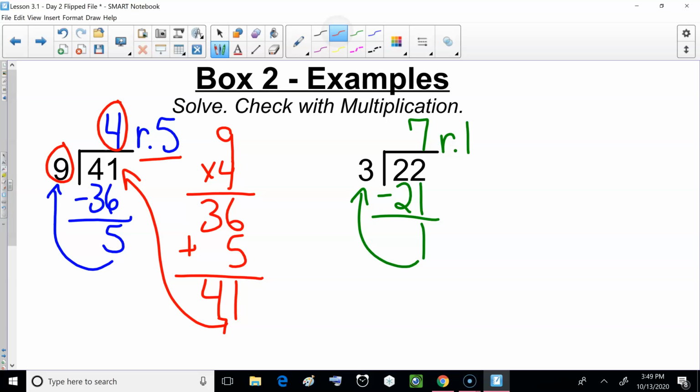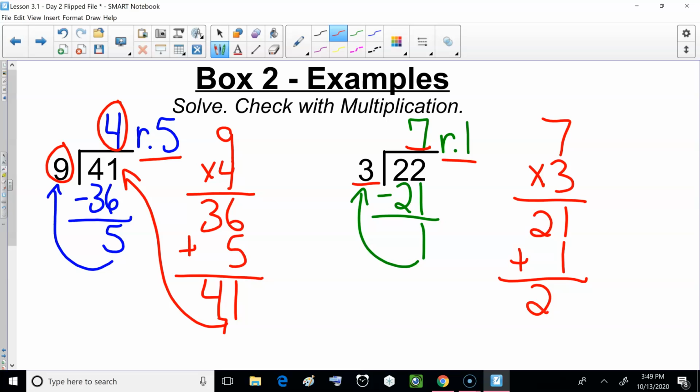Now I'm going to check my division with multiplication. 7 times 3, taking my divisor and my quotient, gives me 21. I'm going to add my remainder to it, because that's what's left over, to give me 22. Notice 22 and 22 match up. So I'm pretty sure that 22 divided by 3 is 7 with a remainder of 1. So you can pause the video right now and write down these examples to help you out with your work today.